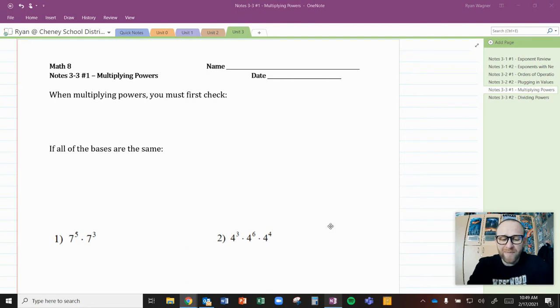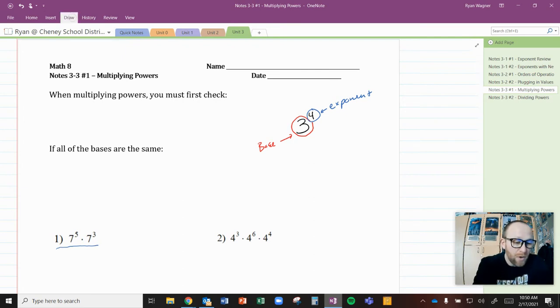So when we are multiplying powers, let's just review what a power is. If I have 3 to the 4th, this is a power. It has two parts. It has the 3, which is the base, and the 4, which is the exponent. Again, just reviewing. When we are multiplying powers, we're multiplying 2 or more powers.